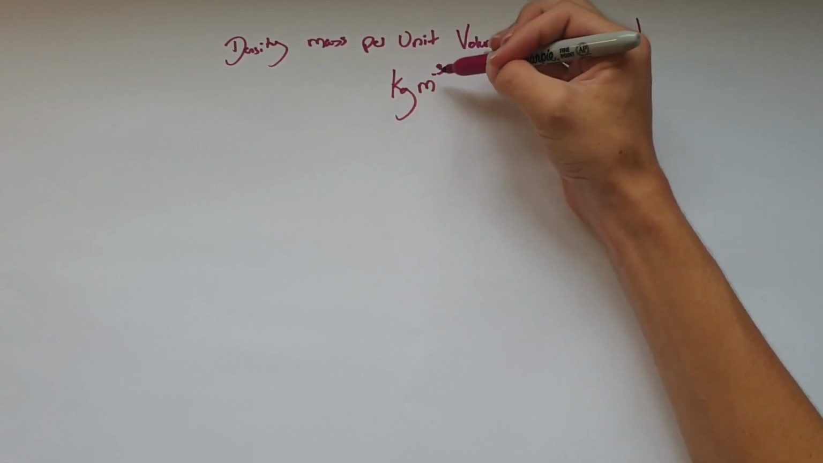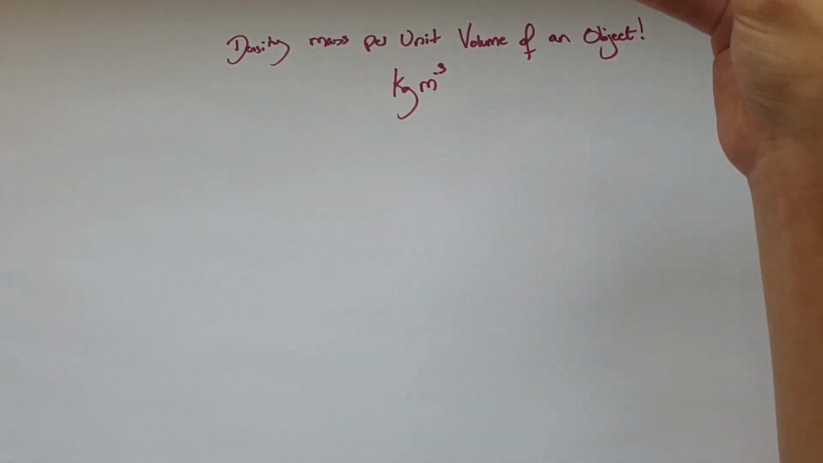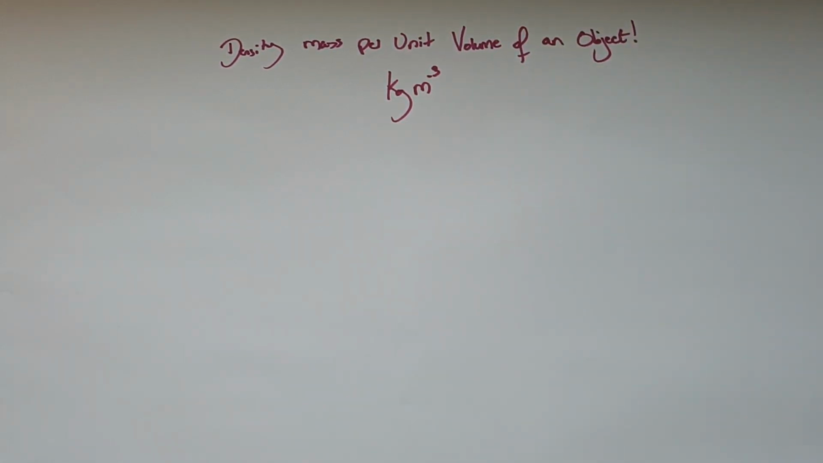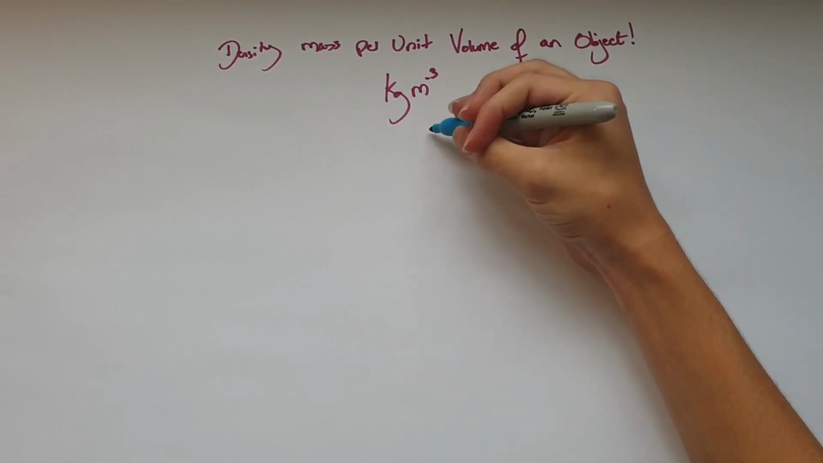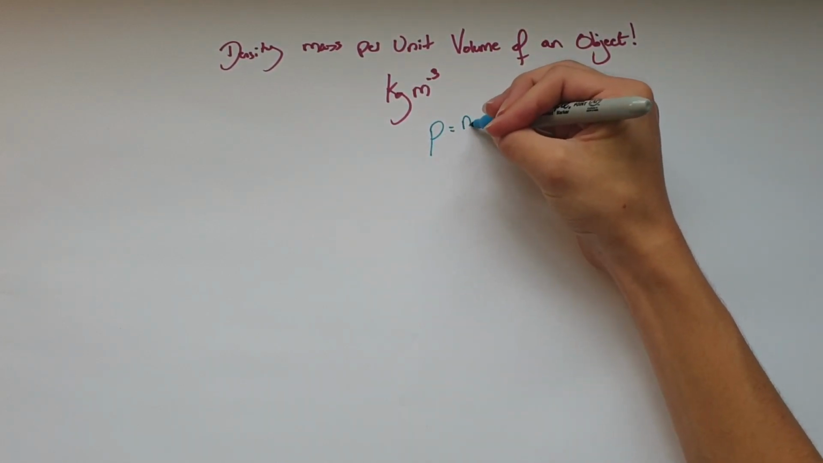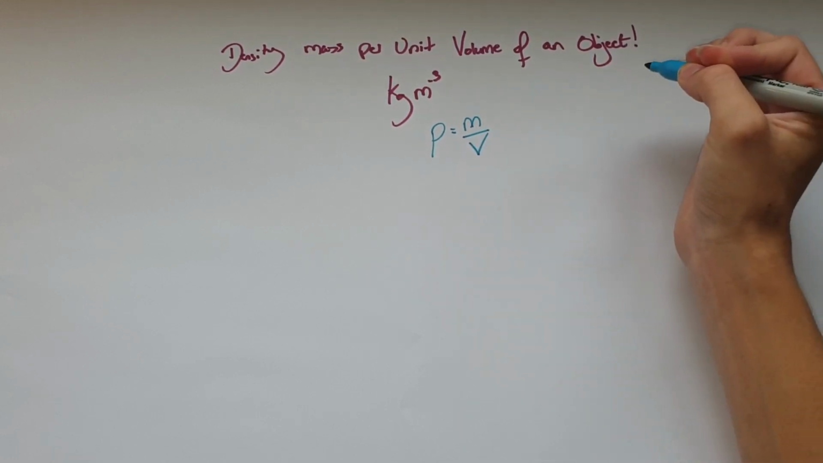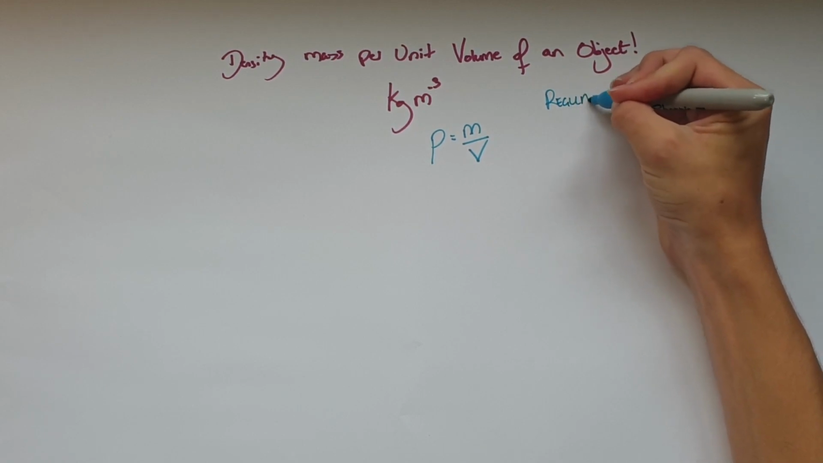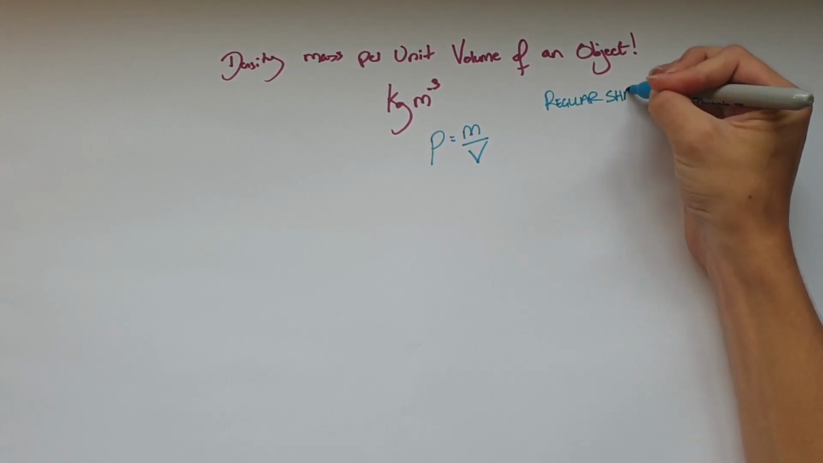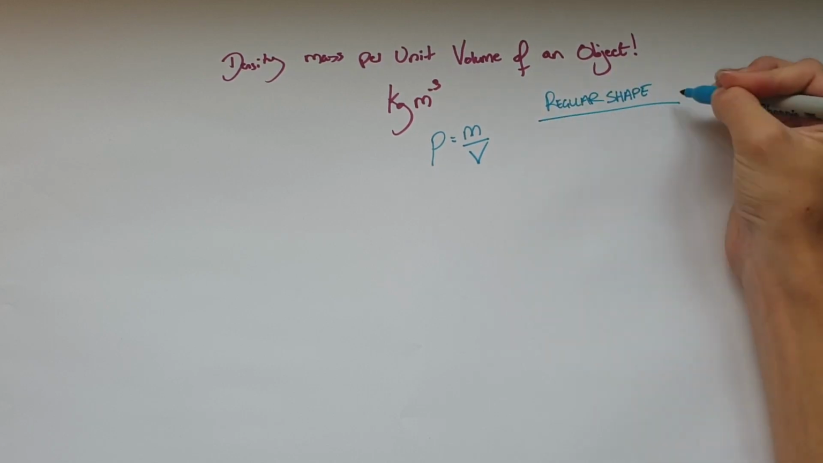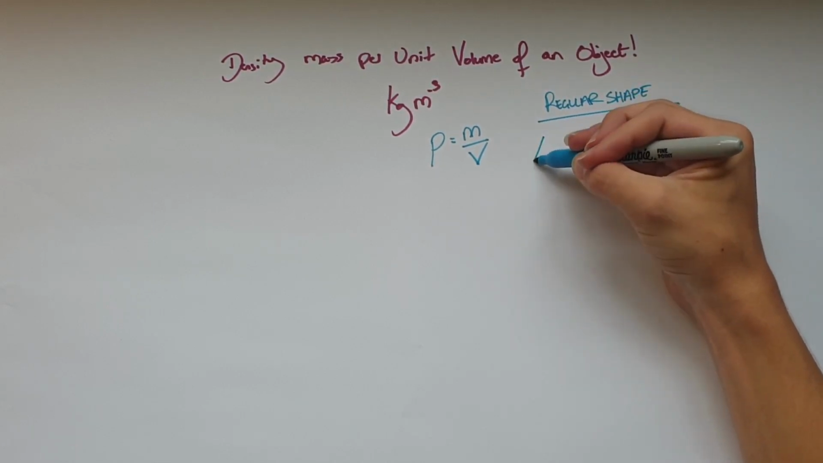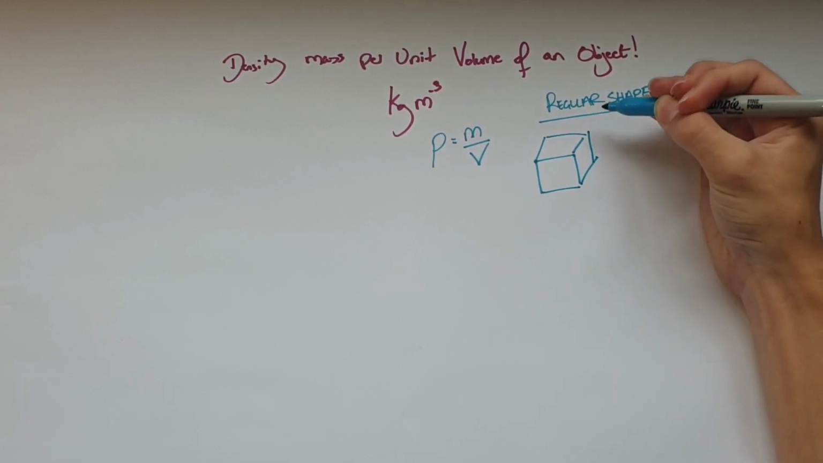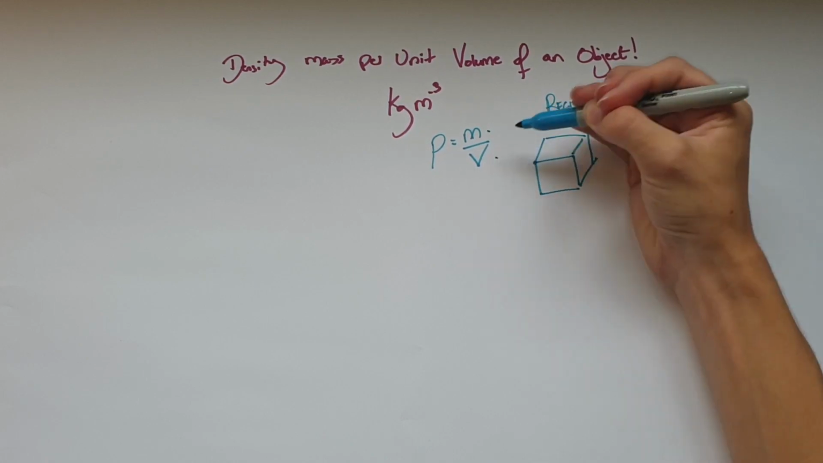So the amount of kilograms for every meter cubed of object there is, if you like. And the equation for density is mass over volume. So to calculate density, say of a cube or something like that, you will need to find the mass of the object, of the cube, and the volume of the cube.